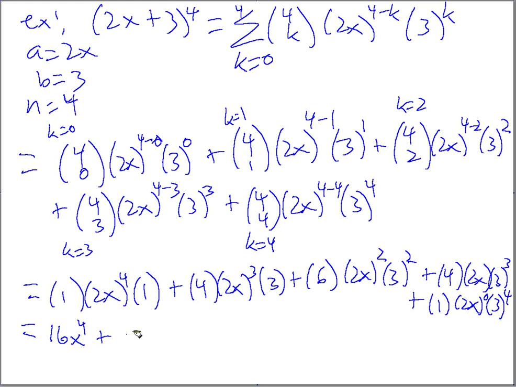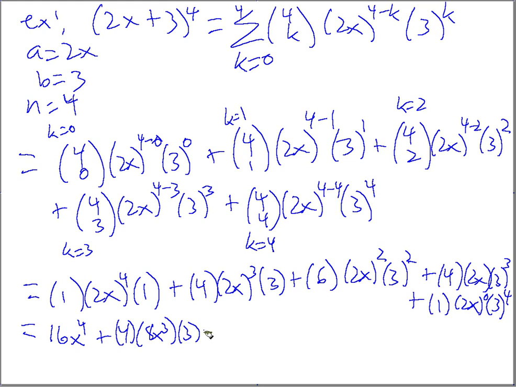Plus 4 times 3 is going to be 12, but I'll just bring it down. That's fine. 4 times what? 2 cubed is 8. So 8x cubed times 3. We'll work this out later on.